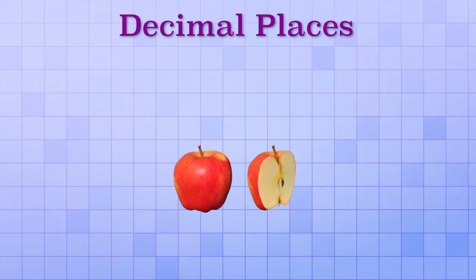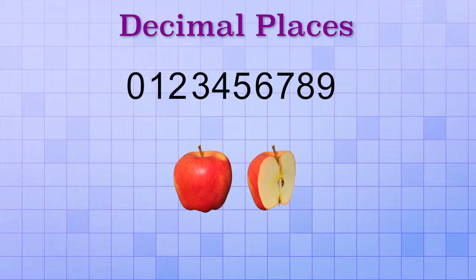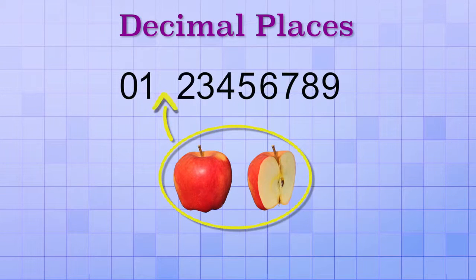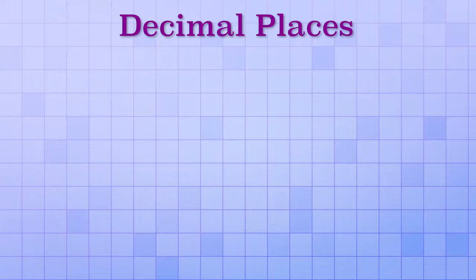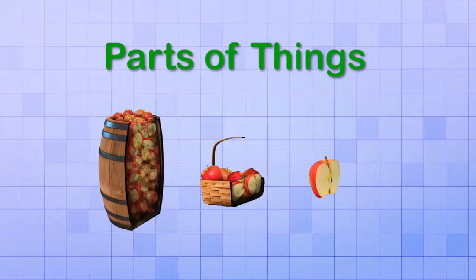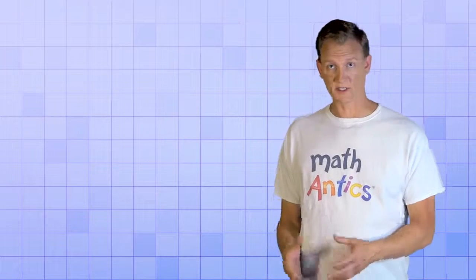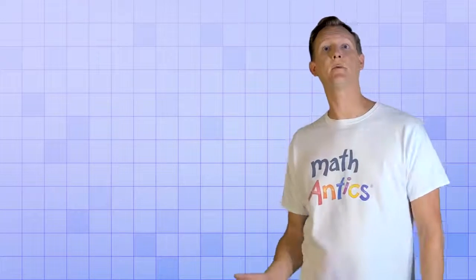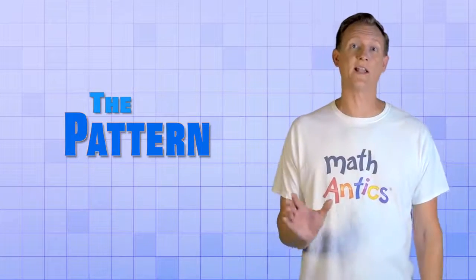Decimal places are a way of extending the base 10 number system so that it can represent amounts that are in between whole amounts. Decimal places are just like regular number places, except that instead of using them to count groups, we use them to count parts or fractions of things. To see how the base 10 system is extended with decimal places, let's look at the pattern of number places that we saw in the last video.